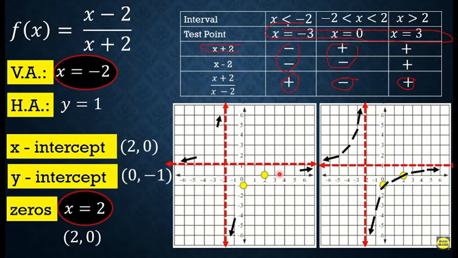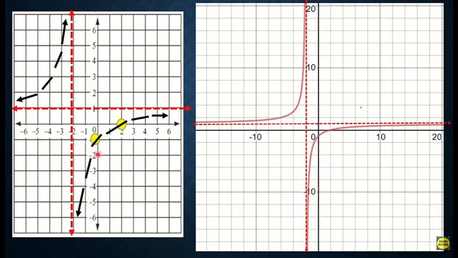For x less than negative 2, the graph is above the x-axis, so this is the sketch. Then between x greater than negative 2 but less than 2, it goes downward, below the x-axis. Then for x greater than 2, the graph is above the x-axis.